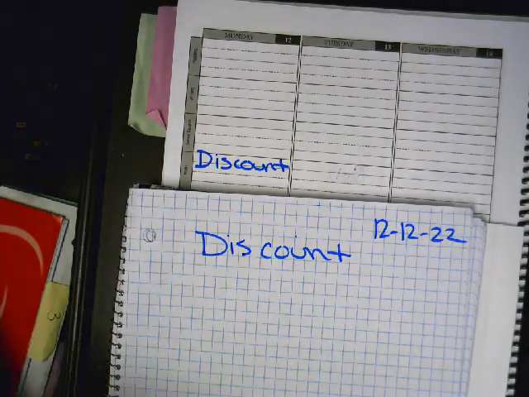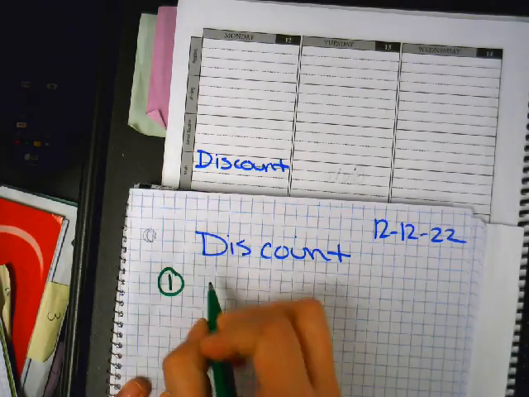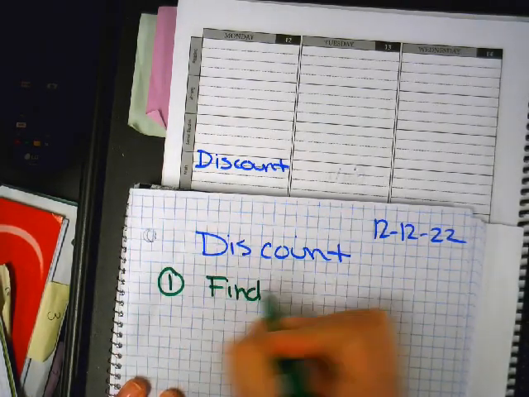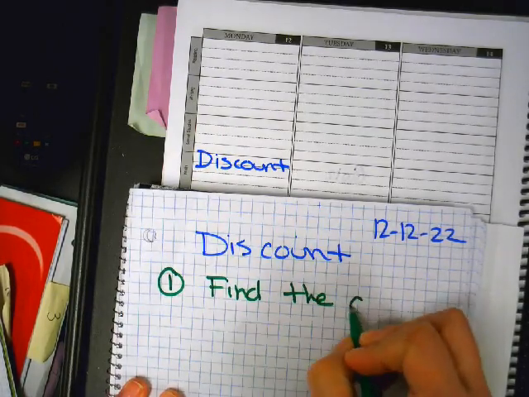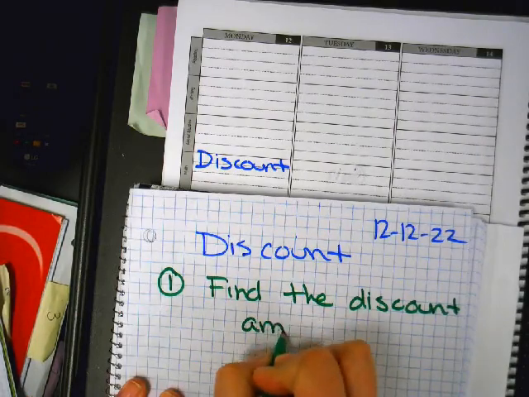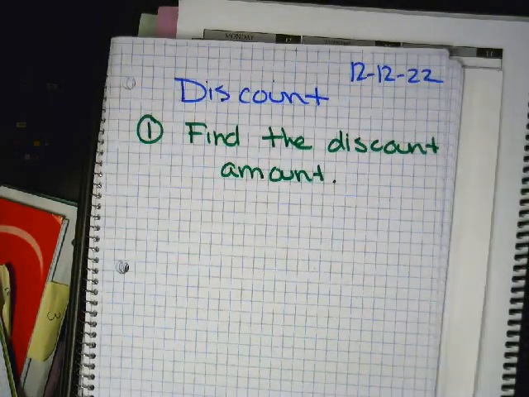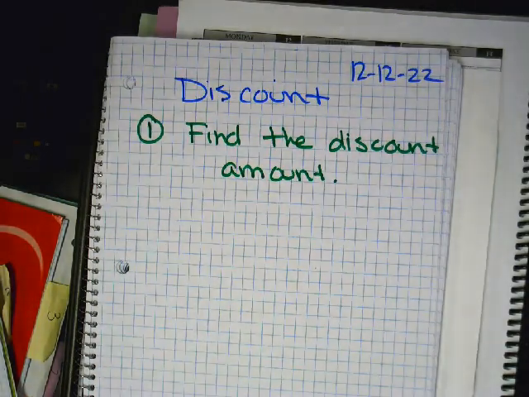So there's 2 steps for discount. Step number 1 is to find the discount amount. So how much are you going to be saving? Your first step is, how much do you save? Do I save $1? Do I save $10? Do I save $100? How much do I save?